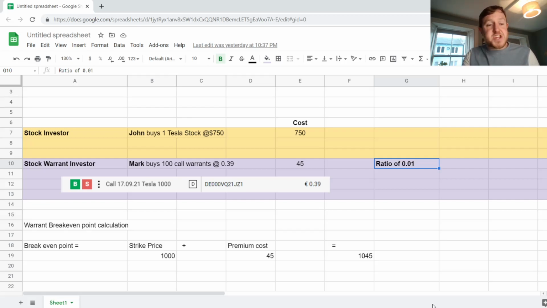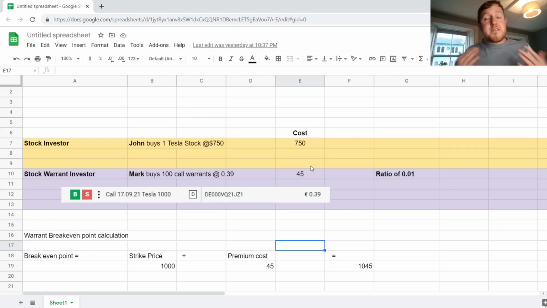This is because the ratio of this stock warrant was 0.01. So he bought 100 call warrants at the price of 39 cents per call warrant. So 100 of these call warrants would then have cost him €39, but I've converted it back to US dollars. So that works out as $45 there.